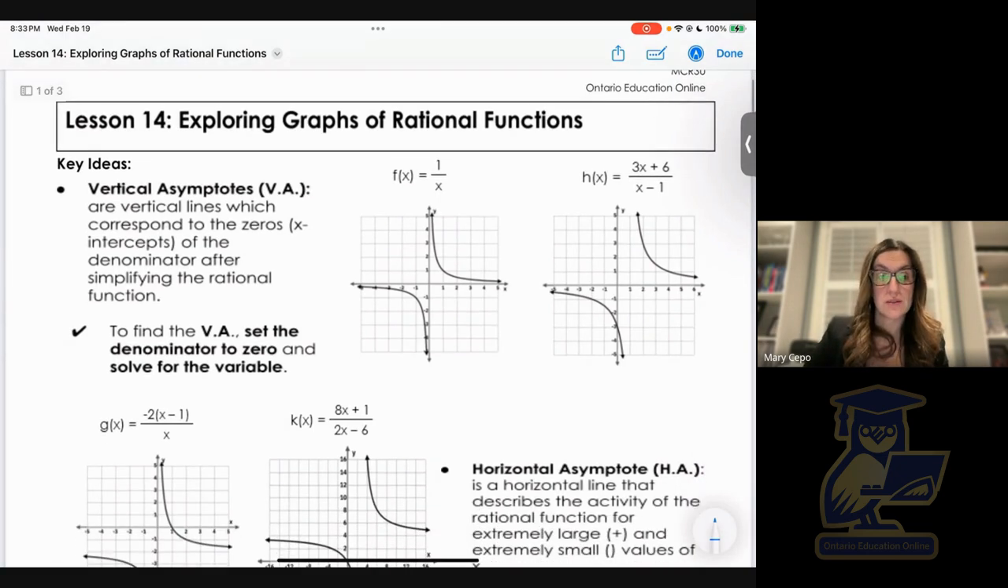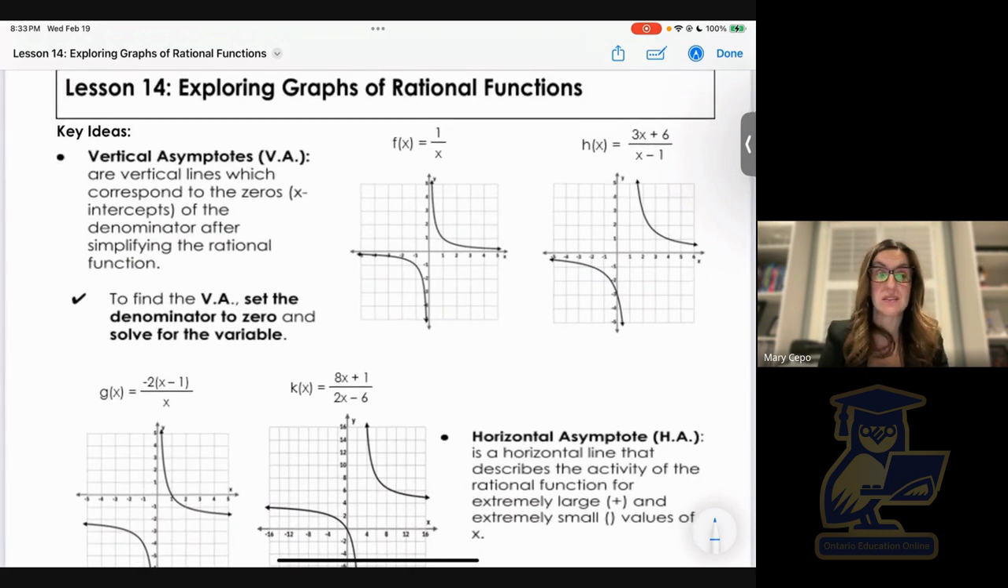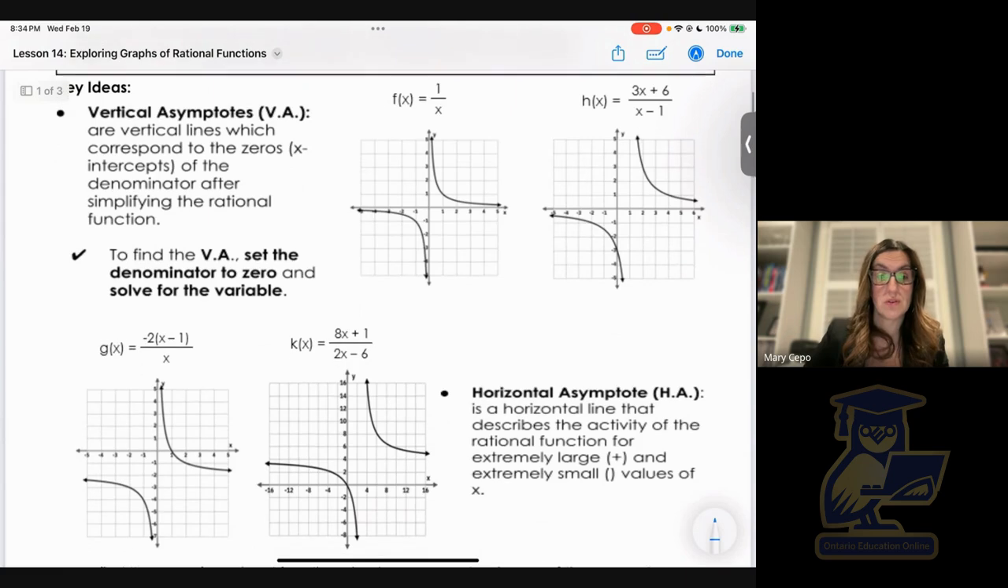So vertical asymptotes are vertical lines which correspond to the zeros, the x-intercepts, of the denominator after simplifying the rational function. Again, those values of x where the denominator is equal to 0 are represented on a graph by a vertical asymptote. So to find the vertical asymptote, we're going to set the denominator to 0 and solve for the variable.